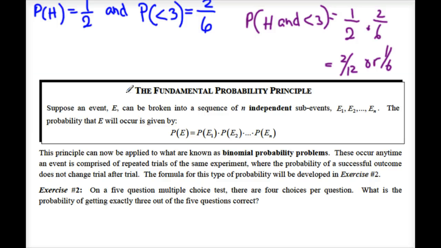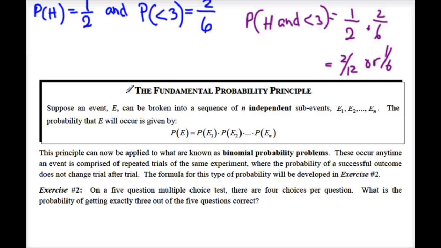It's just when you have an event, let's call it E, and it's broken down in a sequence of n events, where it's broken down like event 1, event 2, event 3, and so on. The probability that the event will occur is given by this simple equation below. Now this principle can be applied to what we know as the binomial probability problems. These occur anytime an event is comprised of repeated trials of the same experiment where the probability of a successful outcome does not change trial after trial. The formula for this probability will be developed in this exercise.